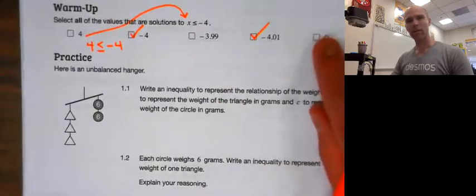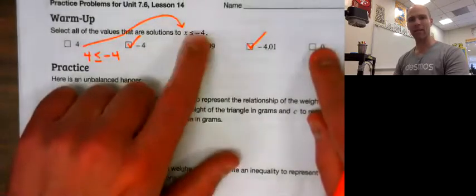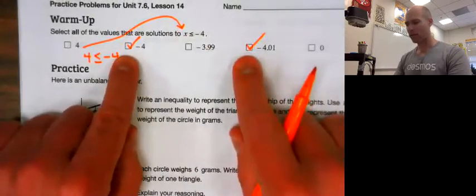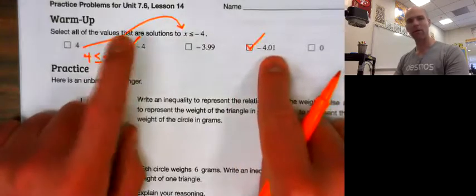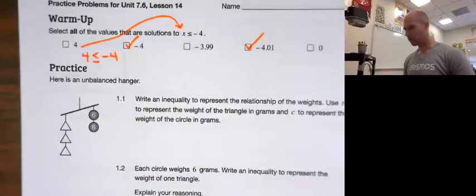The last one is 0. That's not less than or equal to -4, right? A negative number is less than 0. So I think these are the only two we're going to select. The one that's just barely less than -4 and the one that's equal to -4. And let's move on.